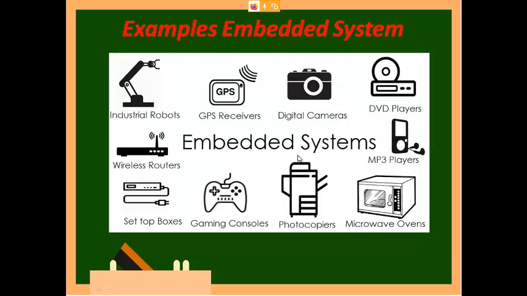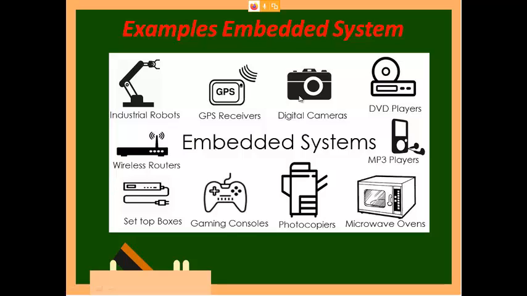Then let us move on to where all embedded systems are found. Nowadays all applications have embedded systems, like industrial robots, then GPS receivers. The transmitter is not ours, it is from the US. They send the signal, and we use the signal just to find the latitude and longitude. GPS tracking systems are there in automobiles, and all of this comes under GPS receivers.